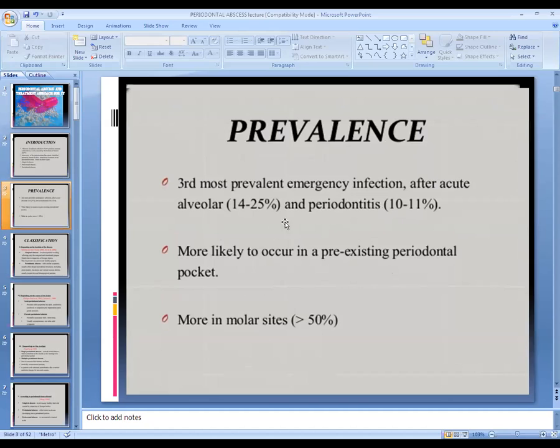The periodontal abscess is the third most prevalent emergency infection after the acute alveolar abscess and periodontitis, and is more likely to occur in pre-existing periodontal pockets. It involves the molar side in more than 50% of the cases.